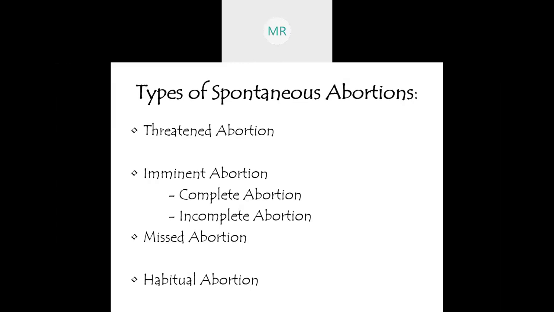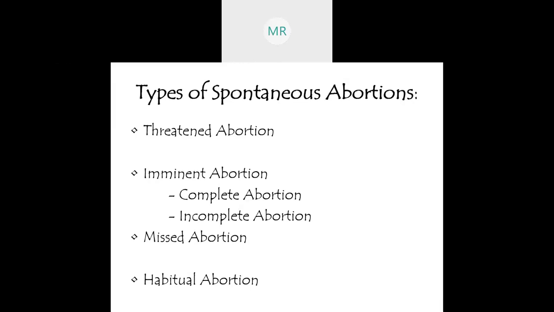Okay. Then there's imminent abortion. This is also called inevitable. This is the point of no return. This is happening. Okay, this is where that cervix dilates and it can't be prevented and it can't be stopped. And this is imminent abortion. Okay, then there are 2 types. If everything is coming out of the uterus, there's a complete and there's an incomplete.